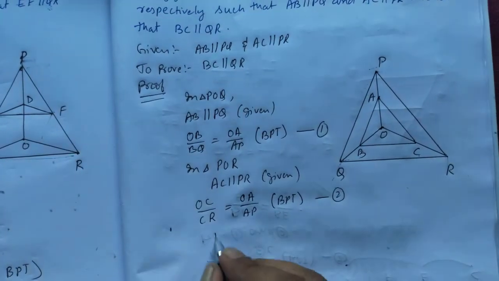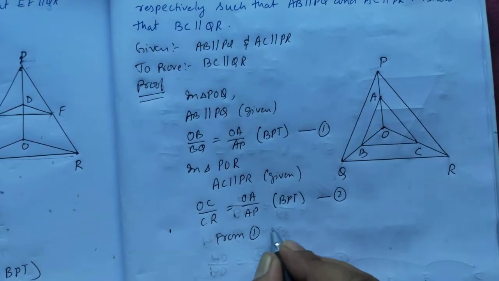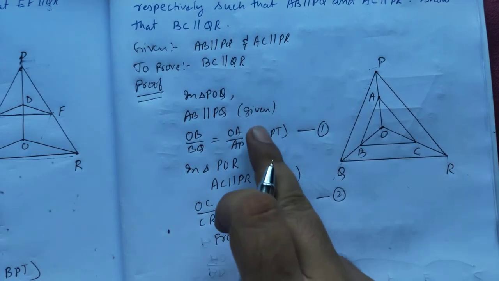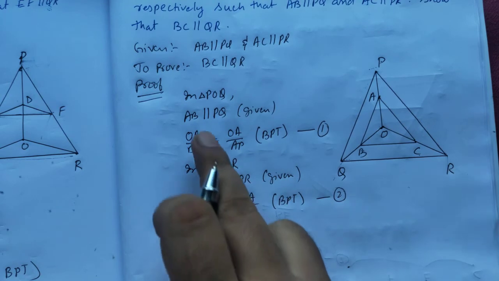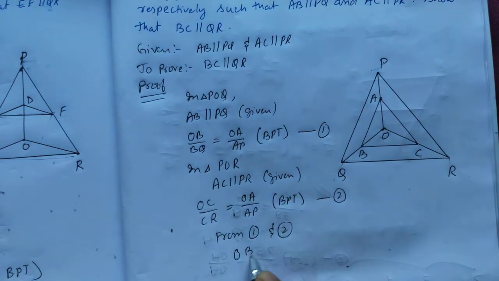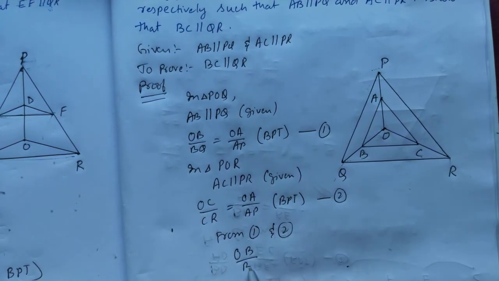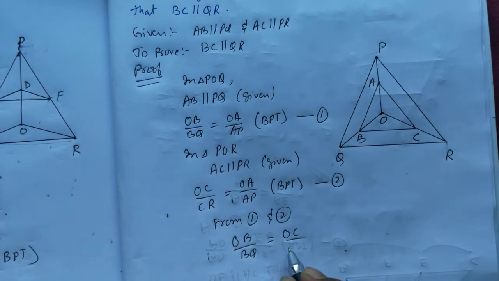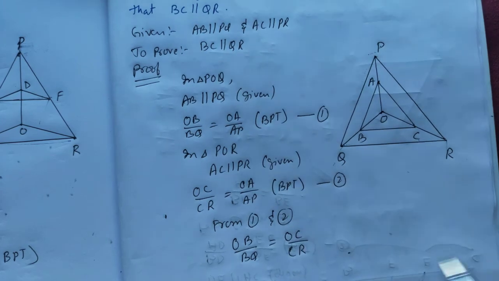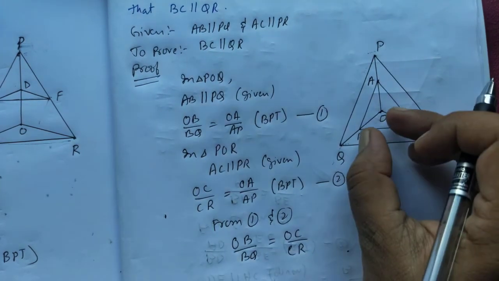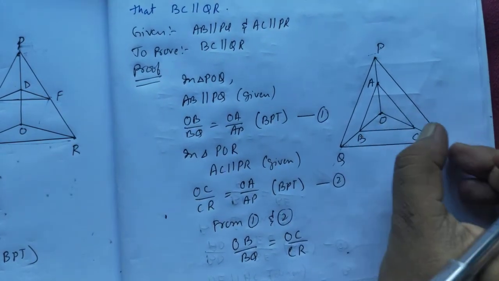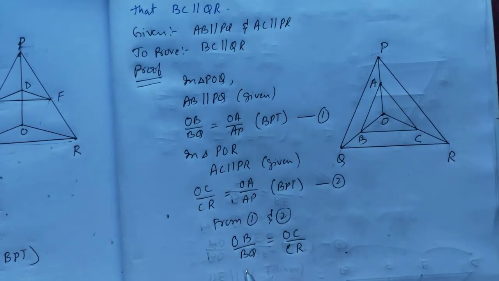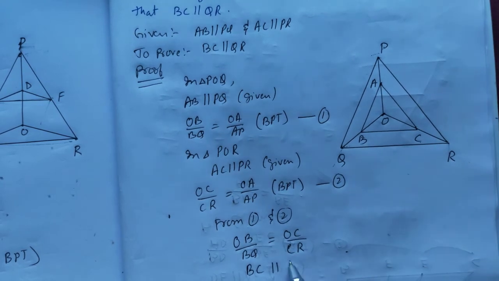Now from 1 and 2, since the right side is same, even the left part will be same. That means OB by BQ will be equal to OC by CR. So now in this step, what we are getting, this by this is equal to this by this. That means these two lines must be parallel. So BC must be parallel to QR.